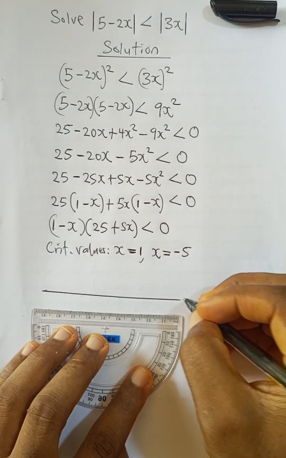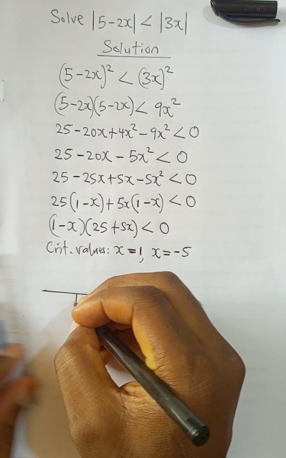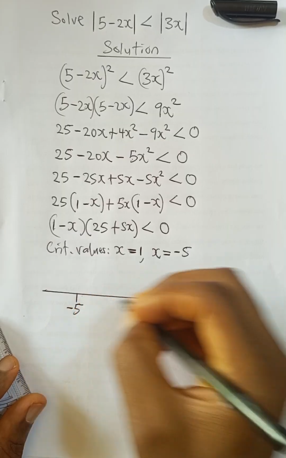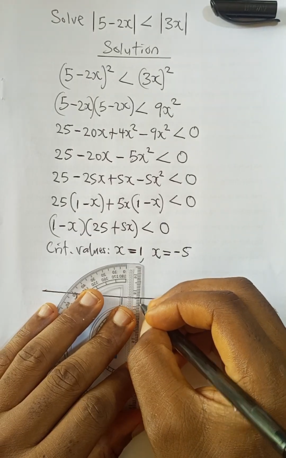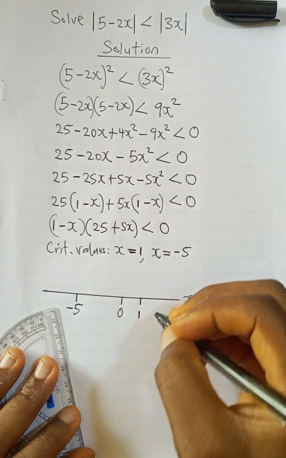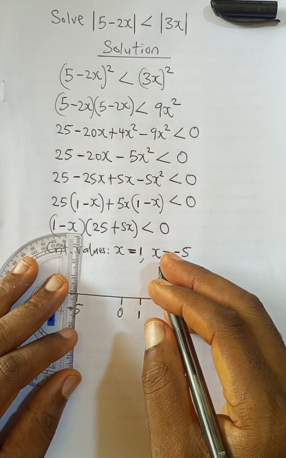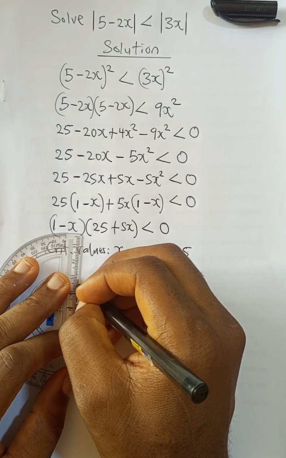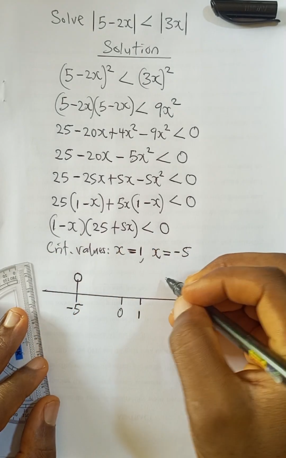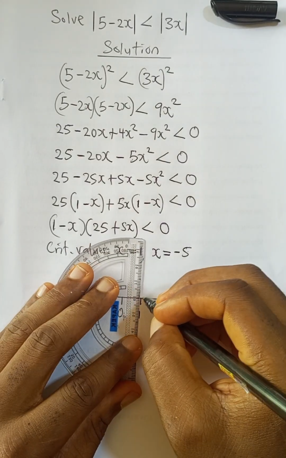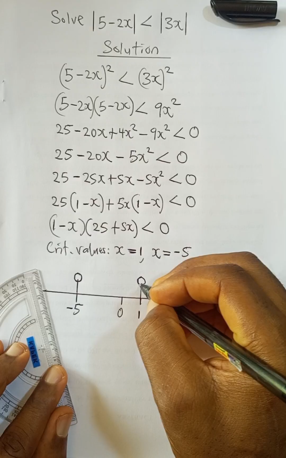So that is what we'll now use to get the number line that will help us get the range. So this is x. We have minus 5 and 1. So here is minus 5. Let's give here 0. And here is 1. Because we are dealing with less than, there is no possibility of minus 5 being part of it, so you don't shade that place. And there is no possibility of 1 being part of it, so you also don't shade here.